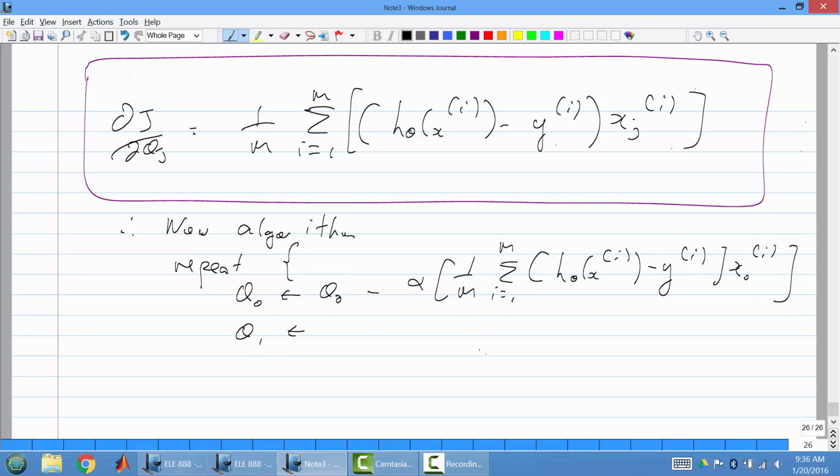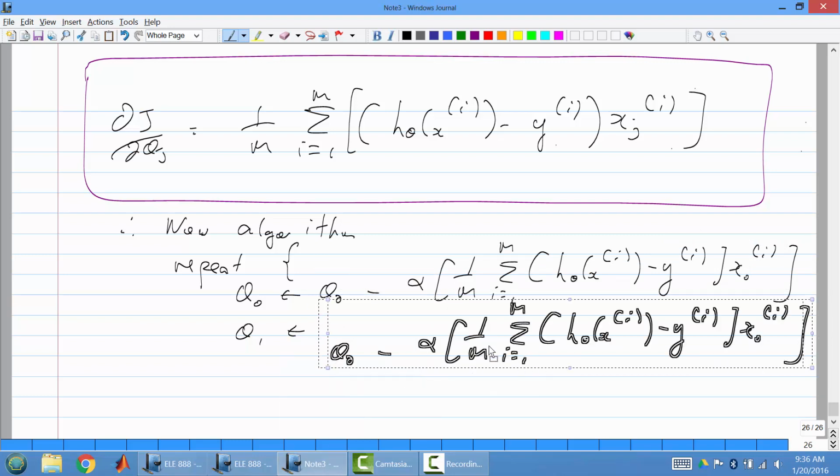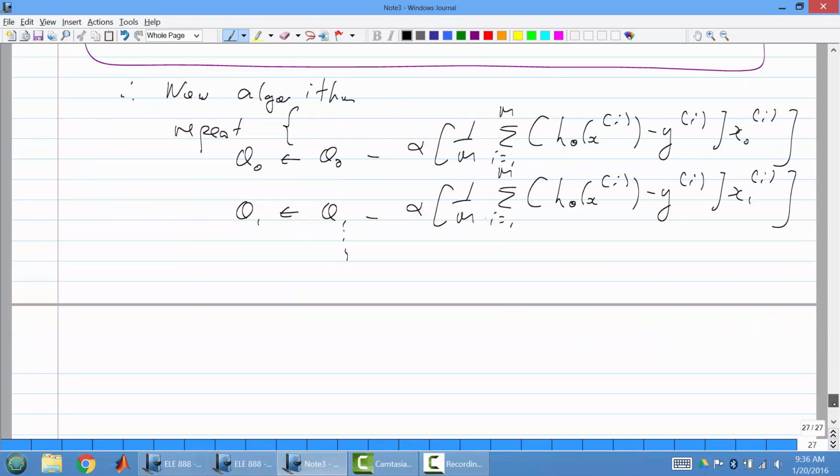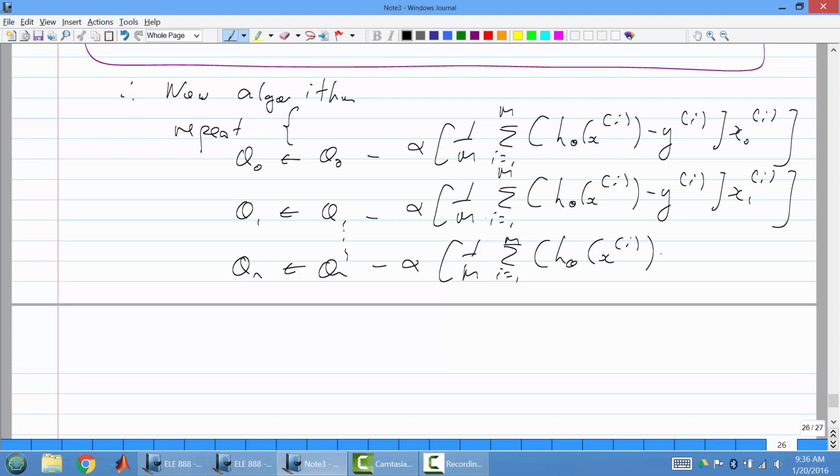Where's my right click? There we go. Okay, I'm going to move this down. Change this, theta 1, change this to 1. And then you keep going down until the end. Let me just fit it down here. I won't copy and paste this time because it's too small. So theta, not theta 0, sorry, just theta by itself, and then x and i.